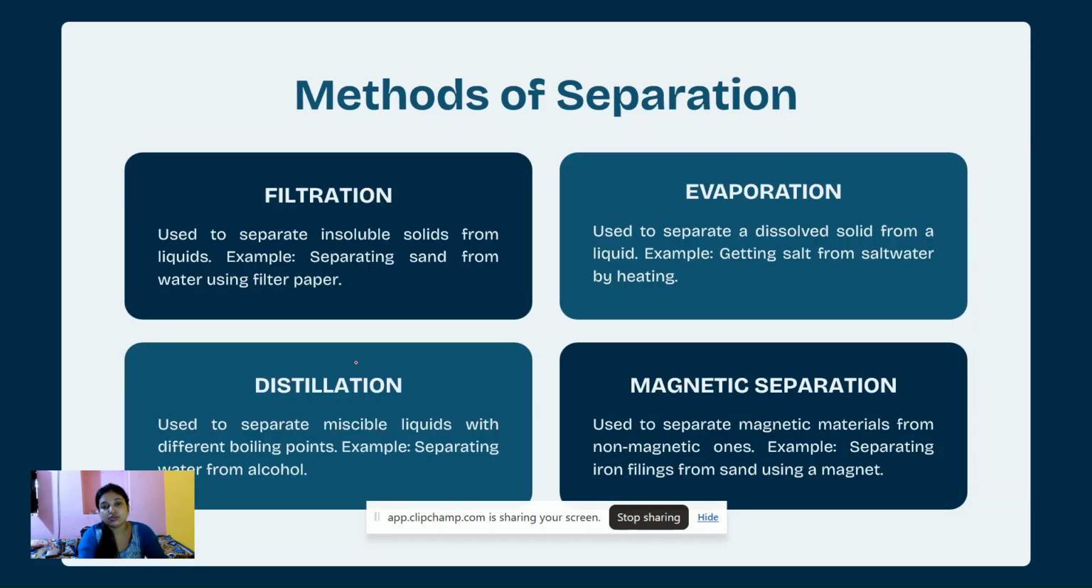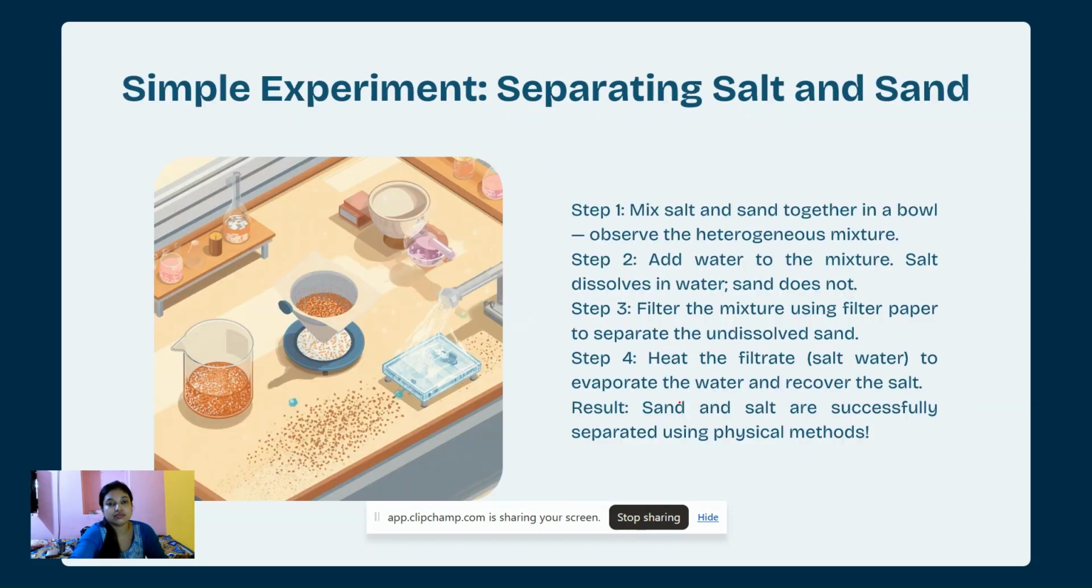A heterogeneous mixture has non-uniform composition. The components are unevenly distributed and can often be seen separately. Examples: sand and water, oil and water, and salad. Here you can see the example of sand and water. The water level is on the top and the sand is on the bottom. Key difference: in a homogeneous mixture, the composition is the same throughout, while in a heterogeneous mixture, different parts may have different composition.